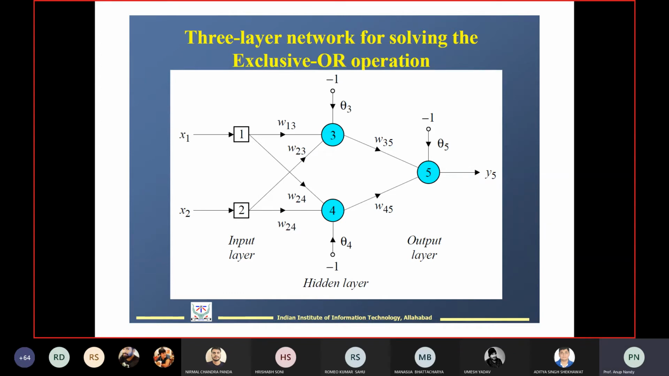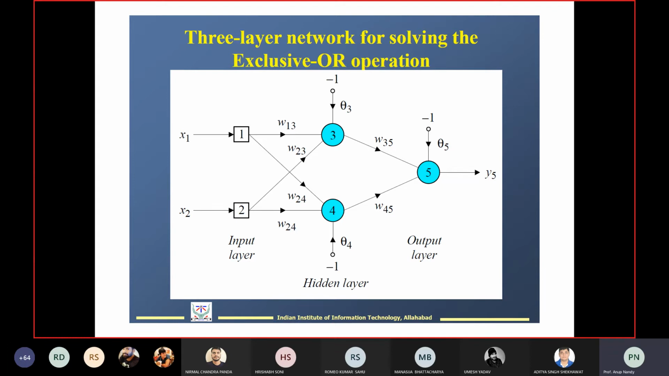Now that's the thing: how much threshold you are going to choose, or how you are going to use it. So here also there is connectivity W13, W23, W24. Okay, here it should be W14. So there is a mistake. From 1 to 4, it should be W14, not W24.